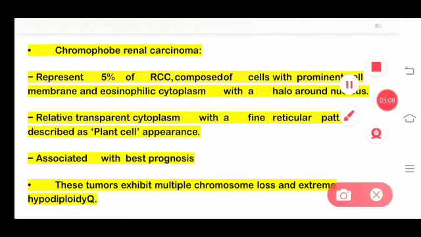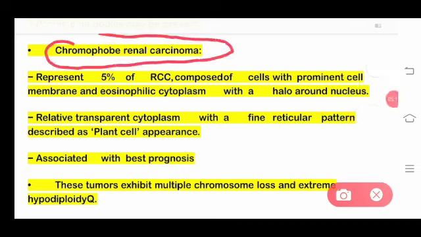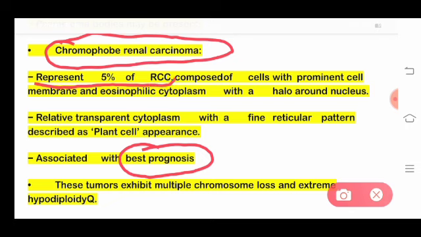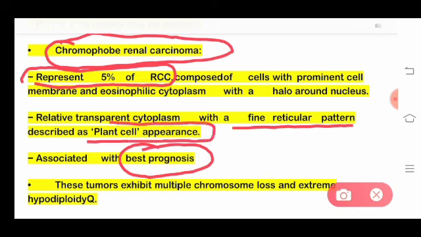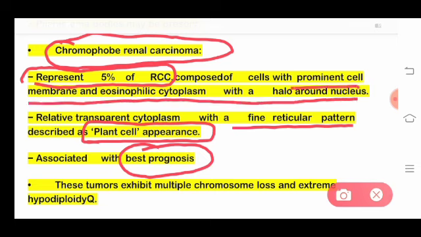Now another important type is chromophobe renal cell carcinoma. Why is it important? Because it is associated with the best prognosis and represents very few, that is 5% of RCC. What other things you must know: they have a fine reticular pattern described as plant cell appearance of their cells, and they have a prominent cell membrane with eosinophilic cytoplasm with a halo around the nucleus. Also, they have multiple chromosome loss and extreme hypodiploidy.